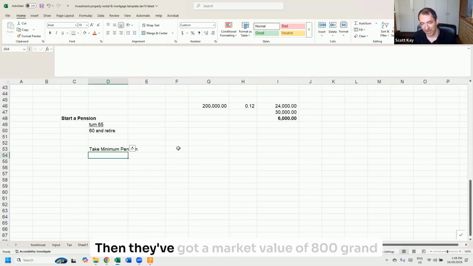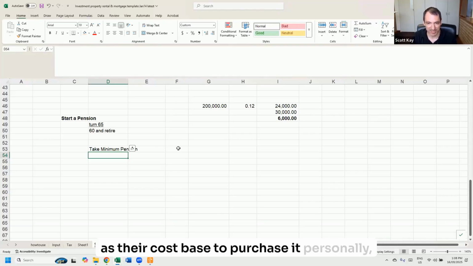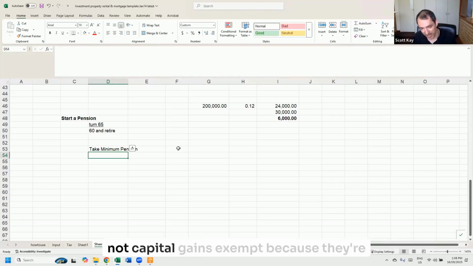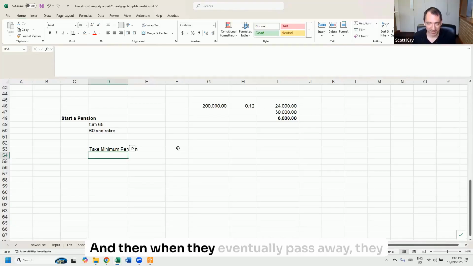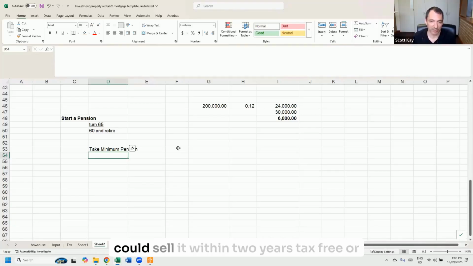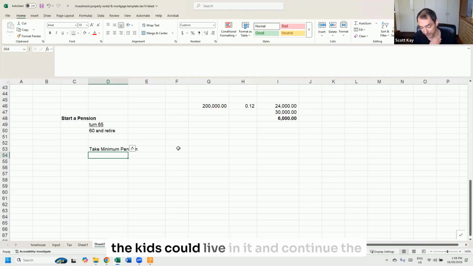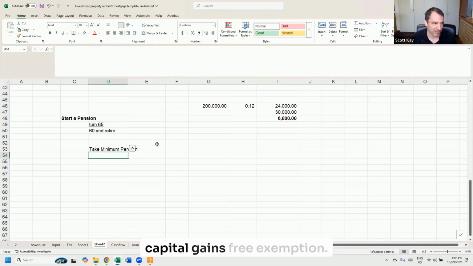Then they've got a market value of 800 grand as their cost base to purchase it personally, but it's all capital gains exempt because they're living in it the whole time. And then when they eventually pass away, they could sell it within 2 years tax-free, or potentially provide it to their kids, and it then becomes an investment property for the kids probably, or the kids could live in it and continue the capital gains free exemption.